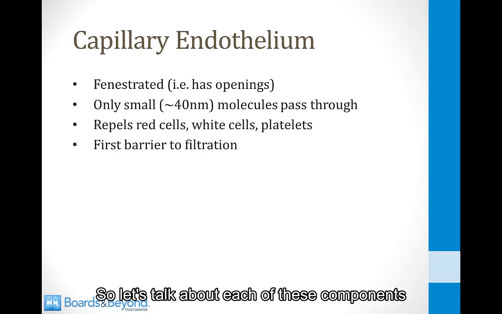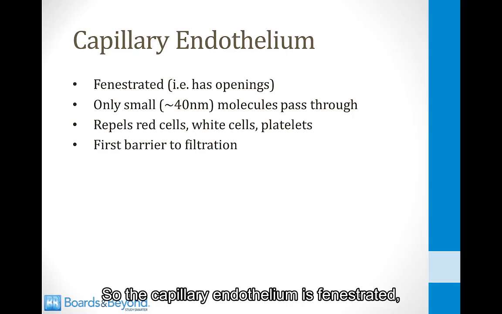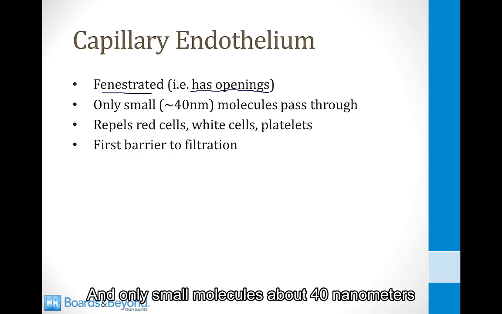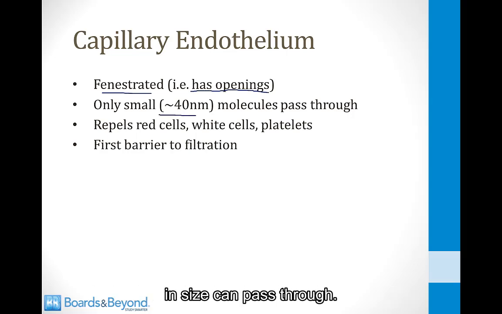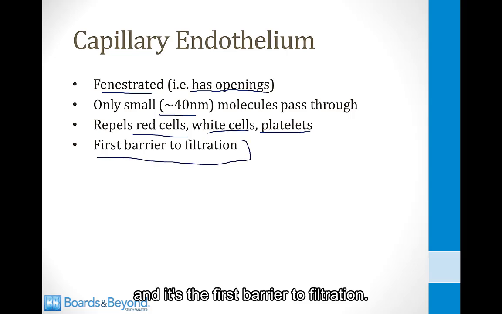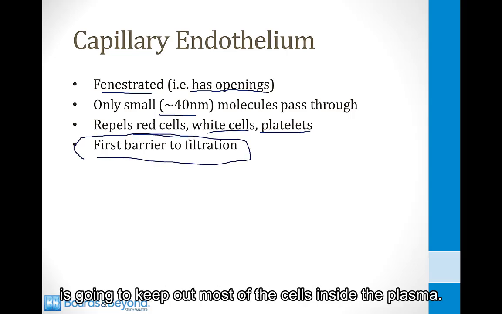So let's talk about each of these components of the filtration barrier in more detail. The capillary endothelium is fenestrated, and that means it has small openings, and only small molecules about 40 nanometers in size can pass through. This is going to repel red cells, white cells, and platelets, and it's the first barrier to filtration. So essentially, the capillary endothelium is going to keep out most of the cells inside the plasma.